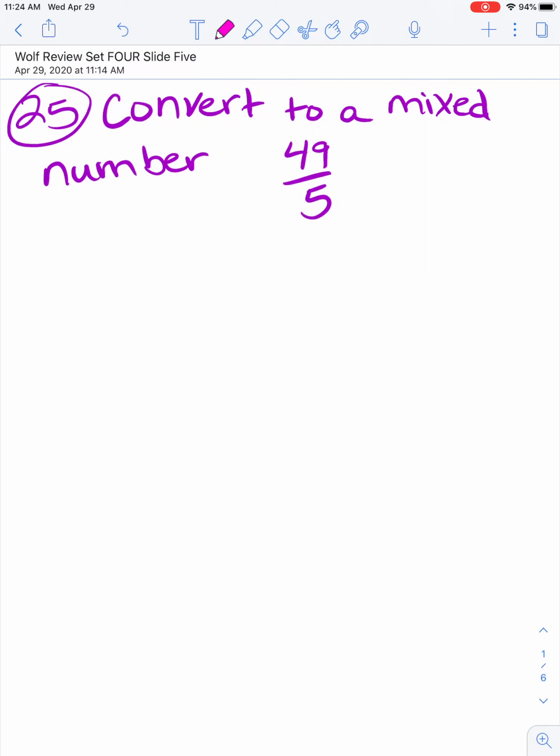All right, so we are ready for book review. Set 4, slide 5. First, we're going to convert to a mixed number. This is an improper fraction. A mixed number is a whole number with a fraction. So to do that, we need to divide. We know that the fraction bar looks like a division sign.